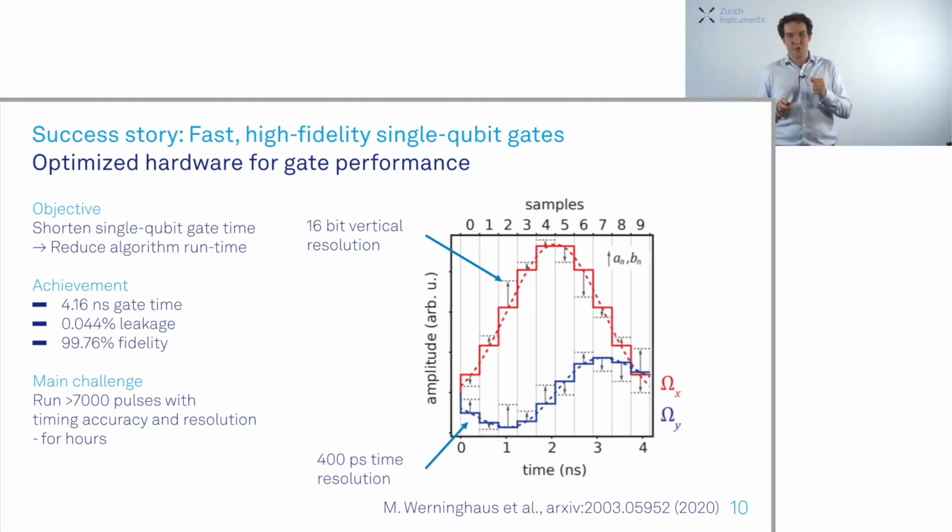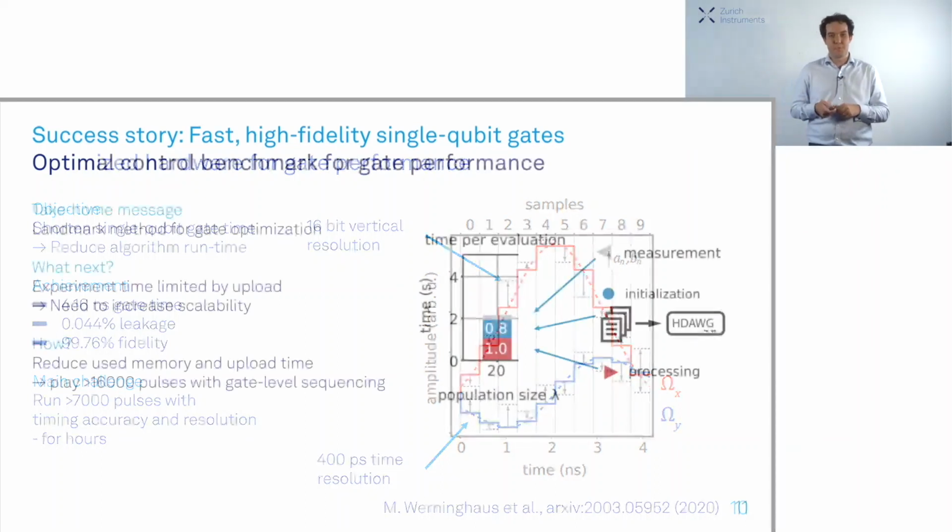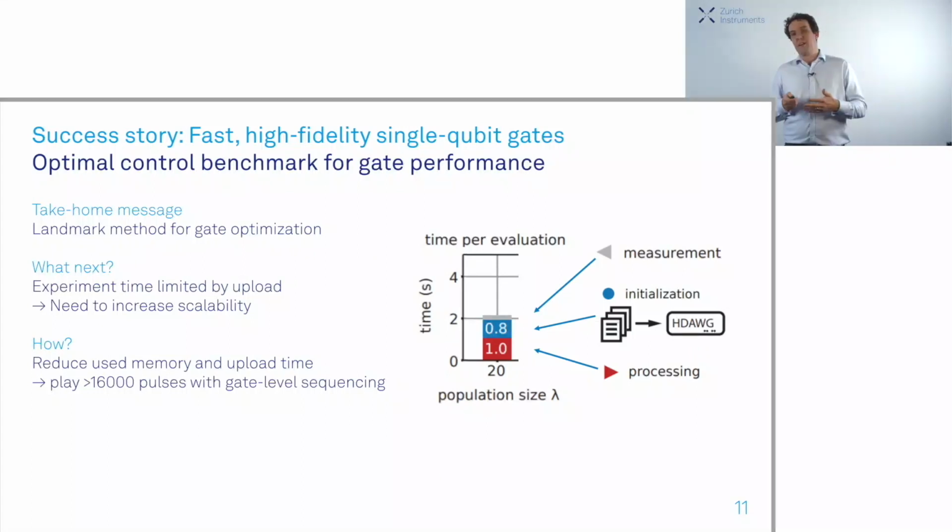So this really shows you the importance of providing optimal hardware specifications with the instruments, such as the sampling rate or the vertical resolution, which then give the researchers enough flexibility to optimize their pulses. But that's not the full story. In the end, it's a really great result, a landmark method essentially for gate optimization. However, being in close contact with our customers, we identified that our instrument needed further improvements to really make this a scalable technique.